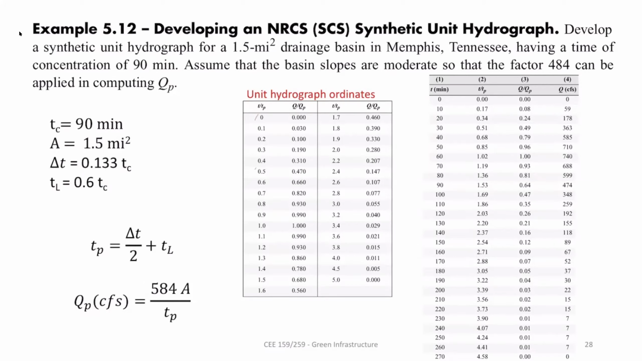So now your goal is to find the TP value. And what you do is you can decide delta T. Here delta T is not duration. This is basically the duration between two intervals when you plot this graph, which you should set equal to 0.133 TC. TC is 90 minutes, so 0.133 times 90 minutes, which I calculated before, is around 12 minutes.